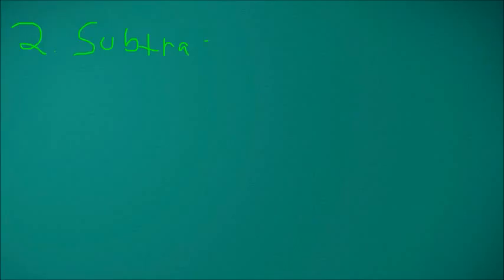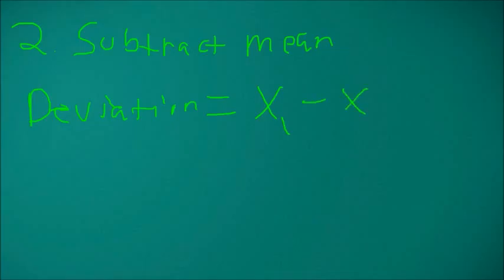Okay. So now we're going to go on to step 2, which is to subtract the mean. Now, I hope that you've gone over the term deviation, because that is what you're finding here. The deviation is your data point, whatever that might be, minus your mean, because x bar is the mean.